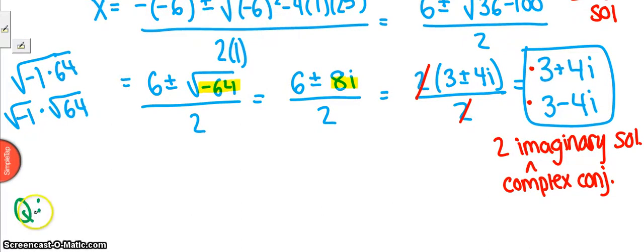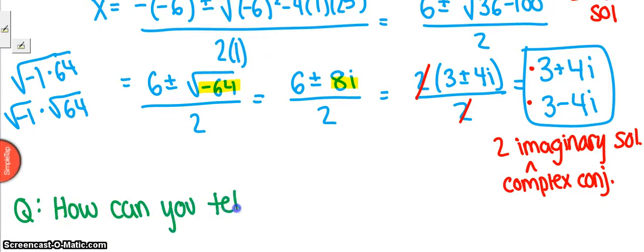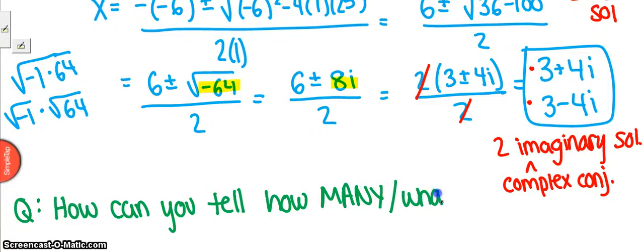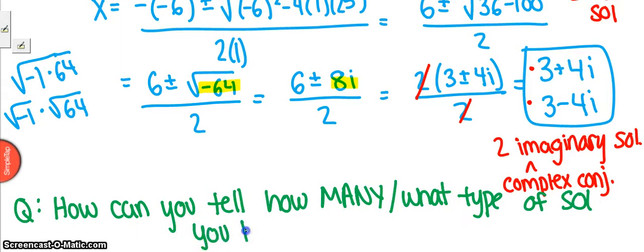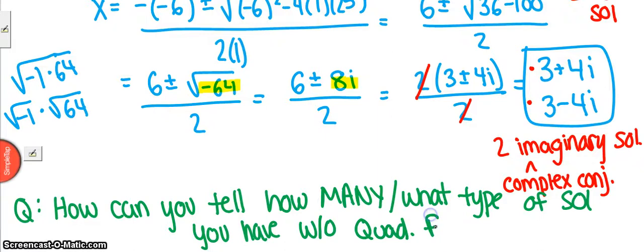Now, the point of this video is to answer the following question. And the big idea, please write this down, is how can you tell how many solutions, and many is a quantity, so how many solutions, and what type of solutions, so imaginary or real, how can you tell how many and what type of solutions you will have without doing the quadratic formula every single time? I'm just going to abbreviate that by quadratic formula, quad form.